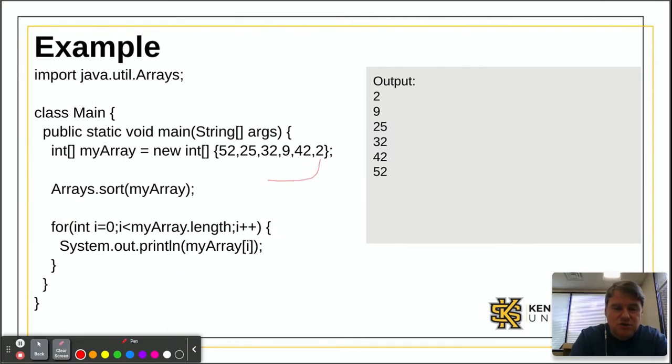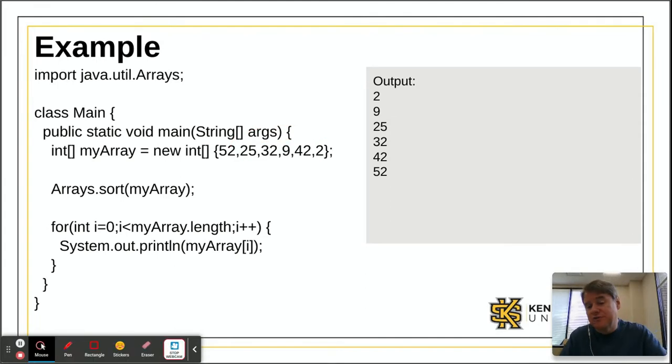So eventually this 2 had to move all the way to the beginning, and then the 9 had to move up next to it. And then it seems like the 25 would have had to move over there, the 32 would have had to move to there, and the 52 would have had to move all the way to the end. So there was a bunch of stuff that had to be shuffled around in order to make this happen. And the sort method just does that for you, and you can just call it, and poof, you have a sorted array. But if you actually wanted to understand how you could do it yourself, that's when we would look at some of the different algorithms.